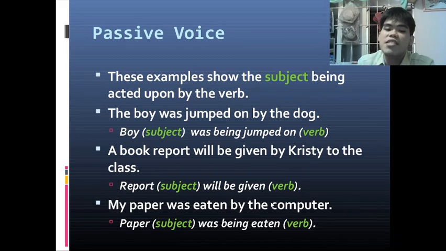So the subject here is the paper. Did the paper eat, or was the paper eaten? So here, since the paper was eaten by the computer, the paper received the action. The paper did not eat anything. The paper was the thing that was eaten by the computer. So here, basically, in the passive voice, the subject is the receiver of the action.